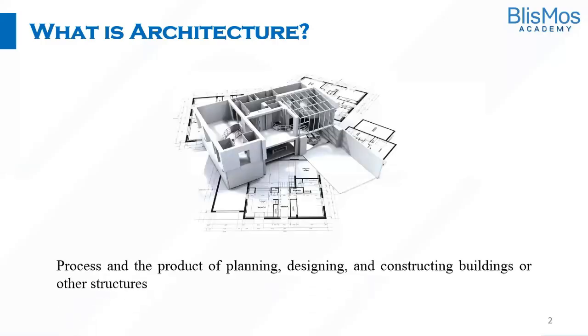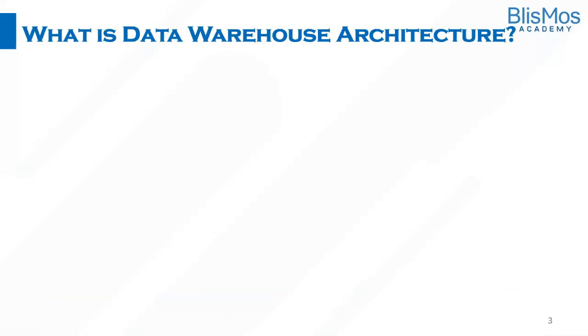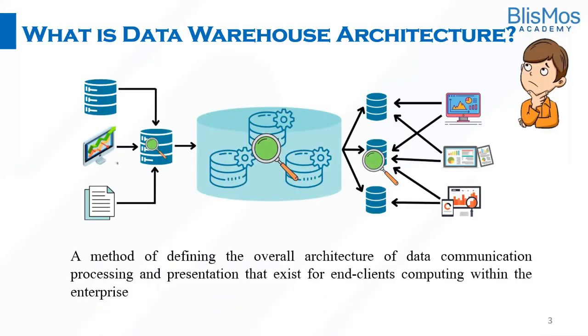In more formal ways, architecture is a process and product of planning, designing, and constructing buildings or other structures. That is what architecture is. Then what is data warehouse architecture? In layman's terms, it is a conceptualization of how a data warehouse is built. So when you are building the data warehouse, you have to define the architecture.